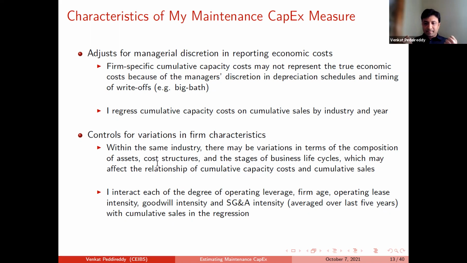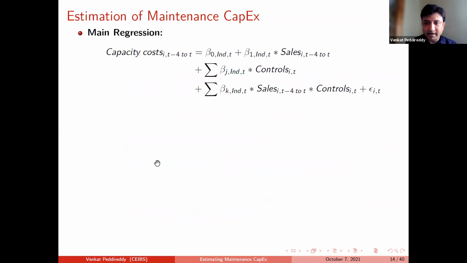Okay, so all these variations could cause a difference in the relationship between the cumulative capacity cost and the cumulative sales, right? So what I do is I interact each of these characteristics with the cumulative sales in the regression, which is done by industry and year. So finally, I end up with this model. So I regress cumulative capacity cost and cumulative sales controlled for these firm characteristics, and the sales are also interacted with these firm characteristics. Just to highlight that, okay, based on these firm characteristics, the relationship between capacity cost and sales could change. Okay, so I want that feature in the model, right? So that's what I end up with.